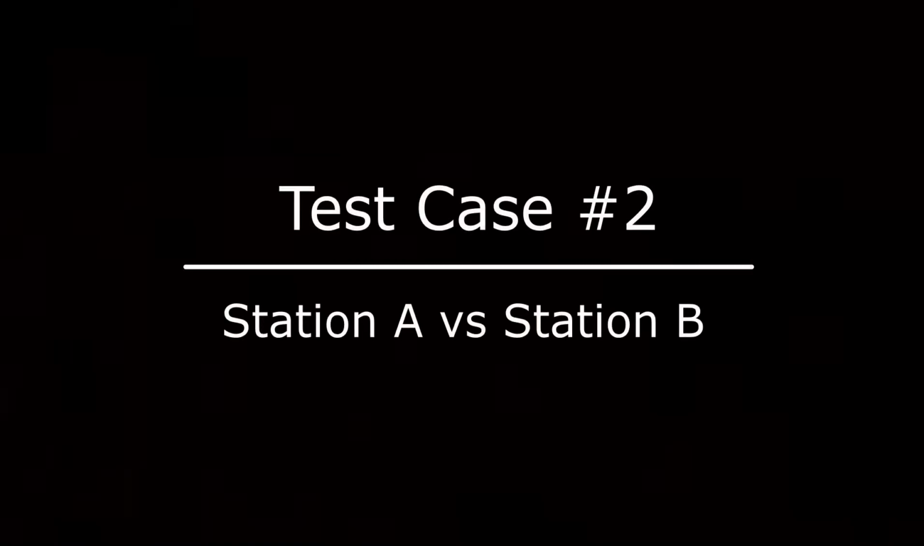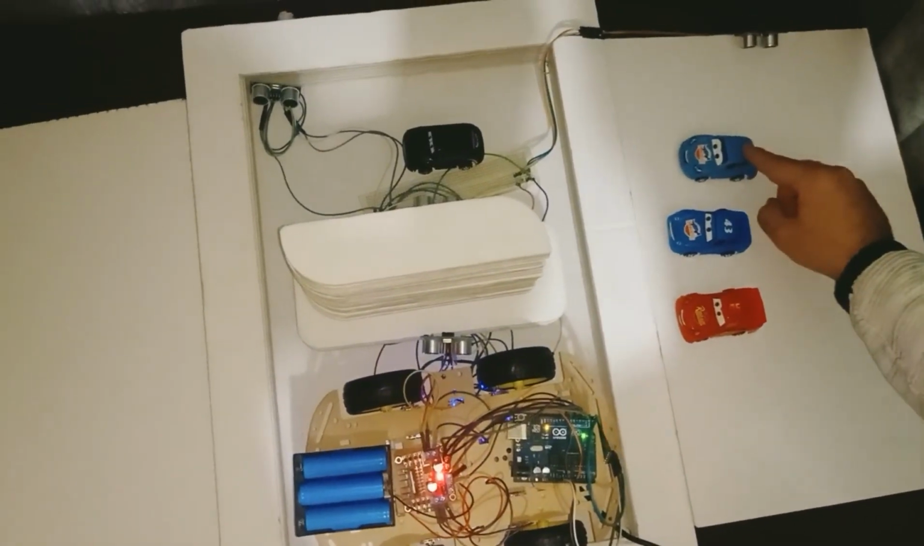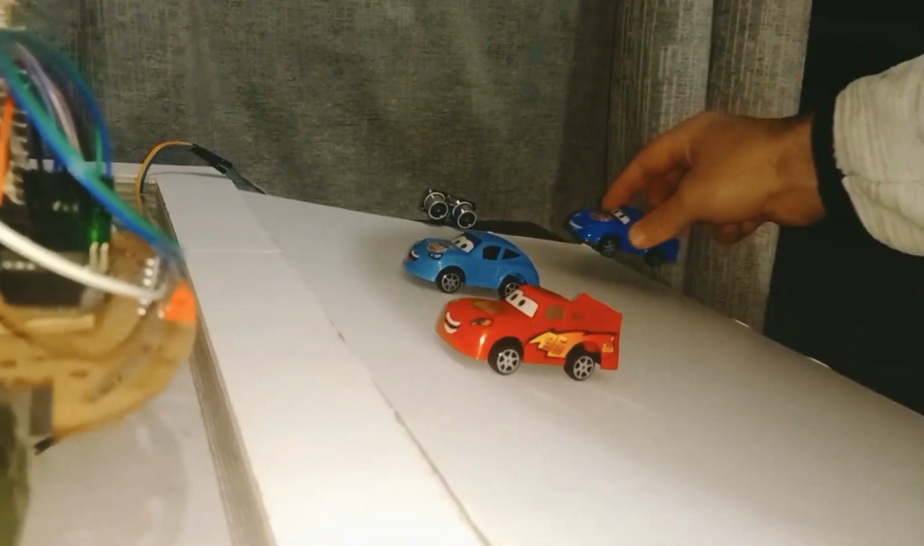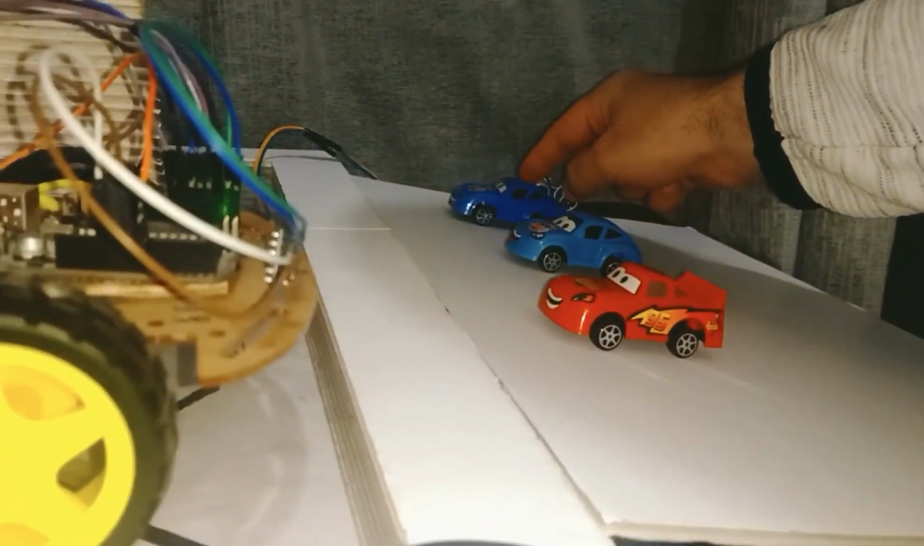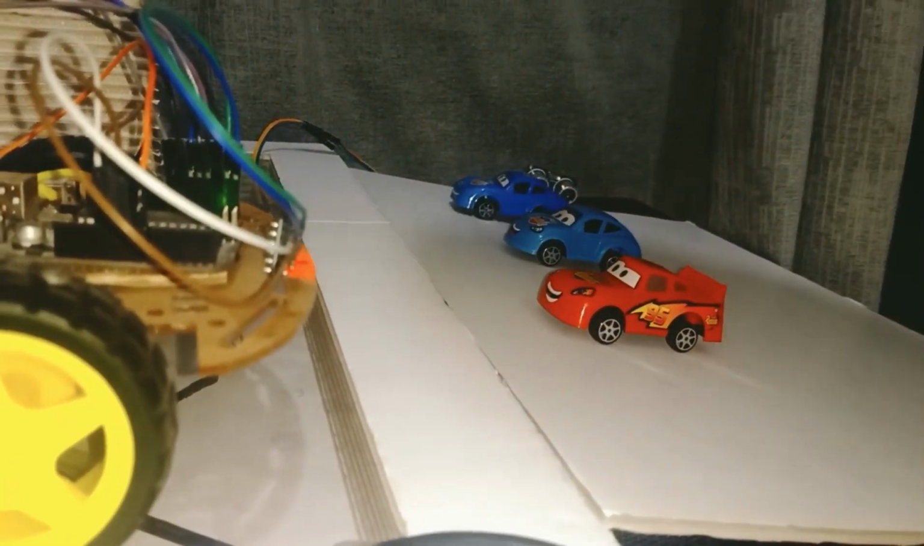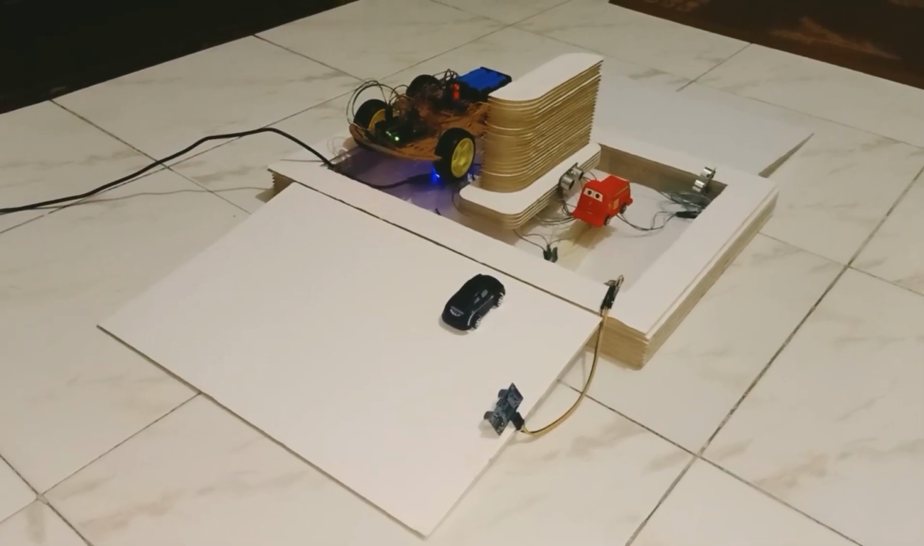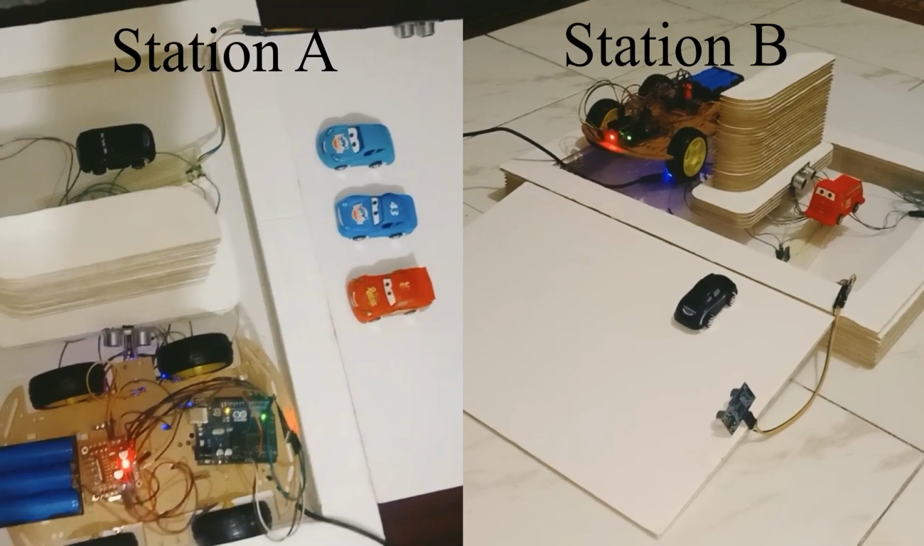Test case 2 is a case between station A and station B, checking if the app will respond correctly to the sensor's output. Both stations have 2 cars charging, but station A has 3 cars waiting and station B has only 1 car waiting.